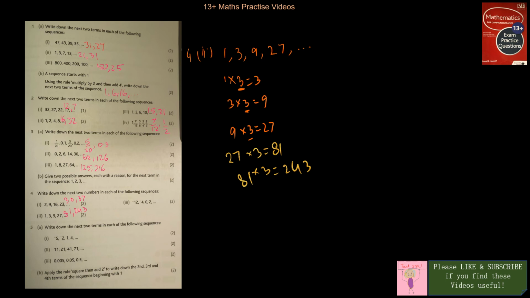The next one is 1, 3, 9, 27. You're multiplying by 3. See, 3 times 3 is 9, 9 times 3 is 27. So 27 times 3 would be 81, and 81 times 3 is 243.